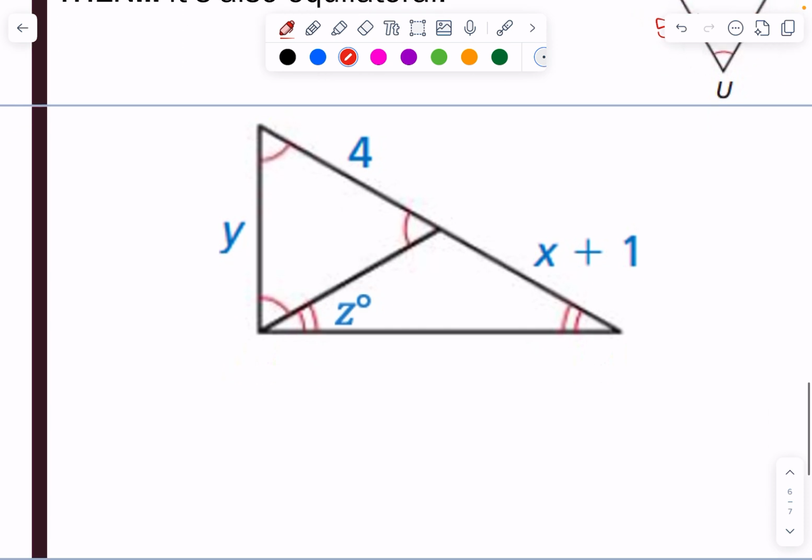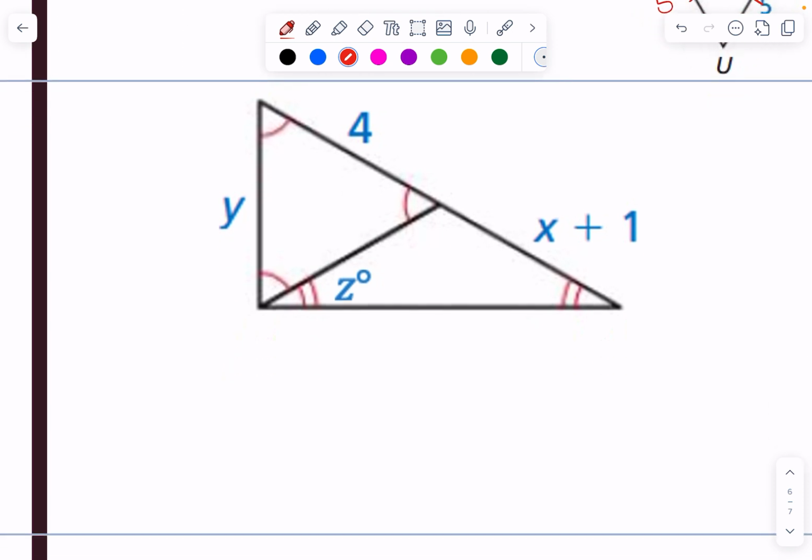So how do we use this? Well, let's go through and see if we can figure out the measurements of all of these different things. When we start off here, we take a look at these two, and the first thing I'm going to try and find are the values of x, y, and z.